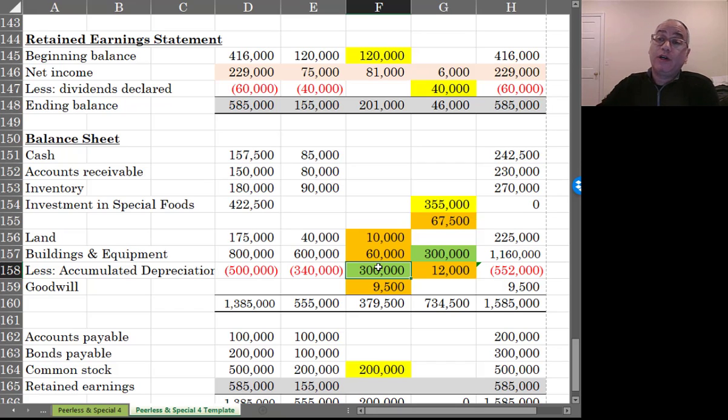Accumulated depreciation that was recorded after that date is recorded by the new consolidated company, so it can stay on the books. So of this 340, 300 was there when we bought the company and needs to be eliminated because it no longer applies. We bought the company and everything is like new. But the additional $40,000 that we recorded since we bought the company is still legitimate accumulated depreciation, and therefore it's going to be recorded.